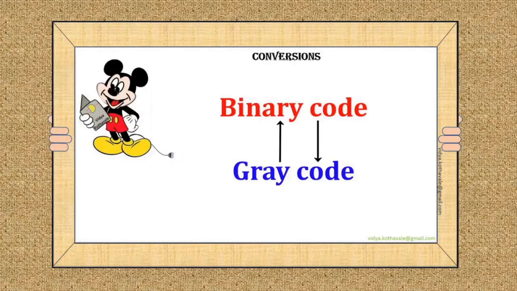Let's convert the binary code into its gray code equivalent and vice versa. Although gray code is not suitable for arithmetic operations, it has some applications such as analog to digital converters, error correction in digital communication, and labeling the axes of Karnaugh maps.